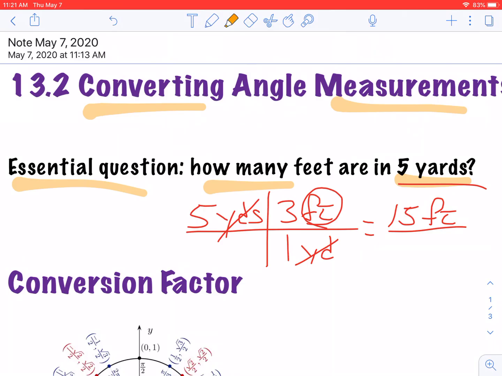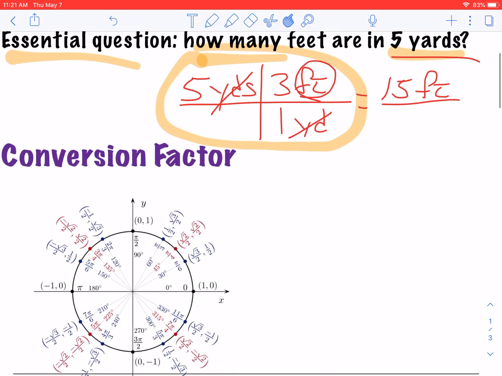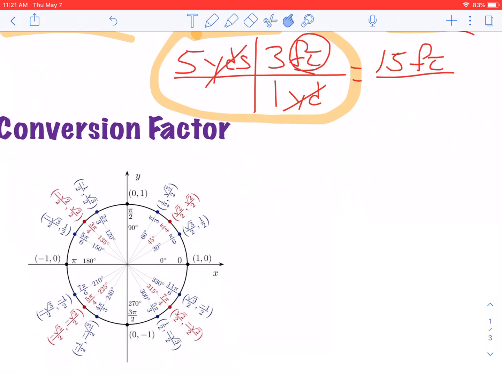But this strategy of a factor label method is what we're going to apply when we go and convert angle measurements. So the next question for us then is, what's going to be our conversion factor? In our problem with feet and yards, we had 3 feet and 1 yard because that's an equivalent measurement. So we want to view all of our angles within one rotation, and what would be the best common factor to use?